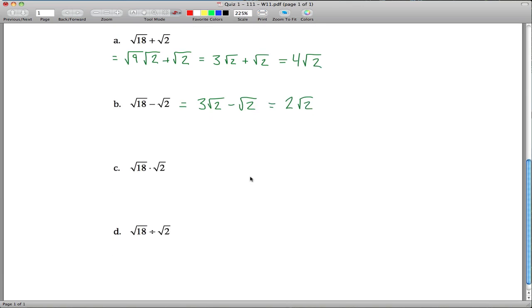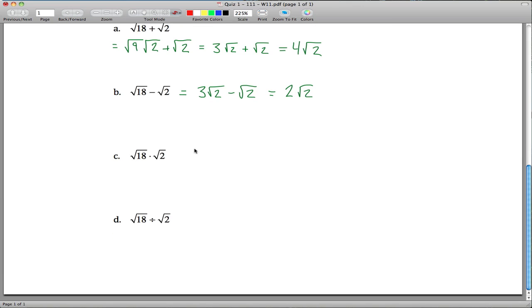Good enough? Multiplying them. The rule you're using here is a to the x times b to the x is equal to ab to the x. And you're like, wait, what? There's no exponents here. These are all radicals. Yeah, okay. Well, really, this is 18 to the 1/2, and we're multiplying that by 2 to the 1/2. And you're like, we have different bases, a and b here, but the same exponent.